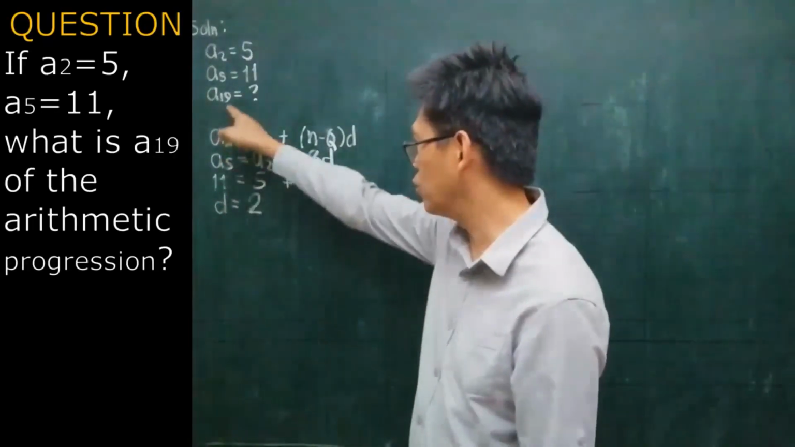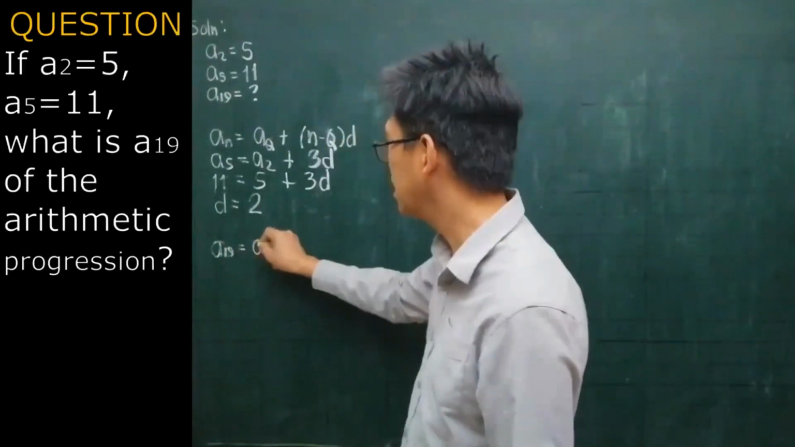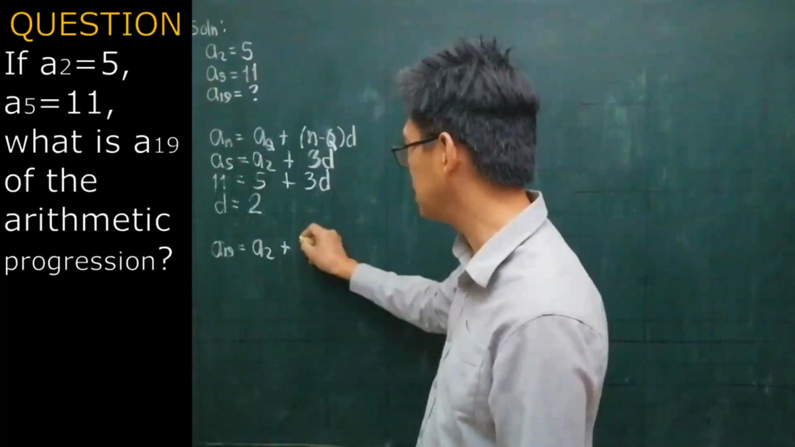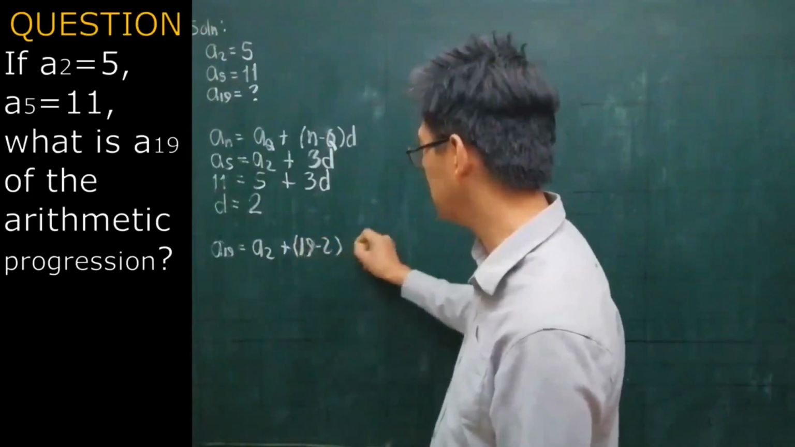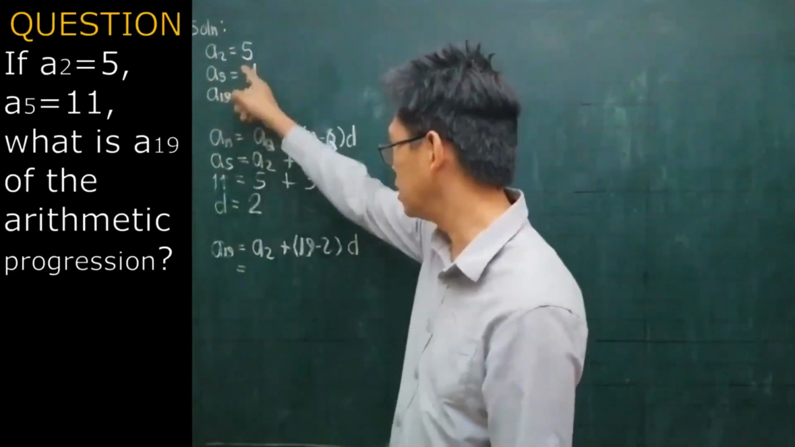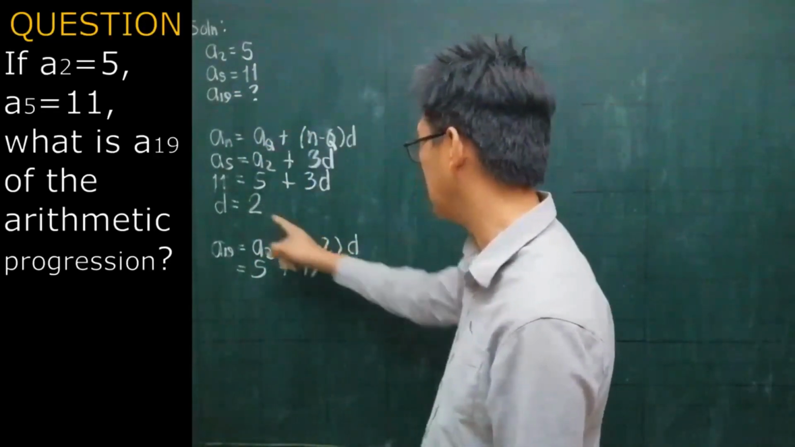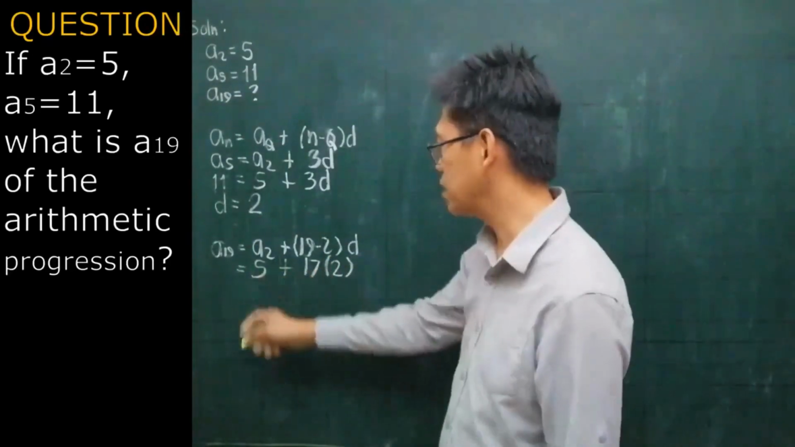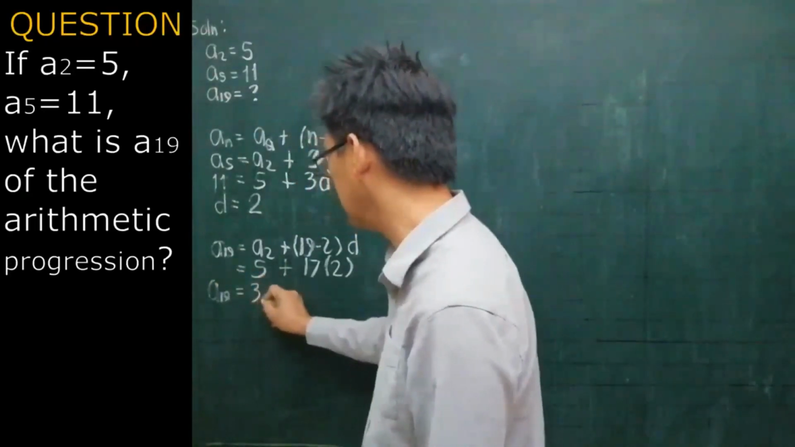We can now go to A19. Your A19, therefore, equals A2 plus, if this is 19 and 2, this is 19 minus 2 times d. So, our A19 is A2, which is 5, plus 17 times d. Our d is 2. So, 34 plus 5, A19 is 39.